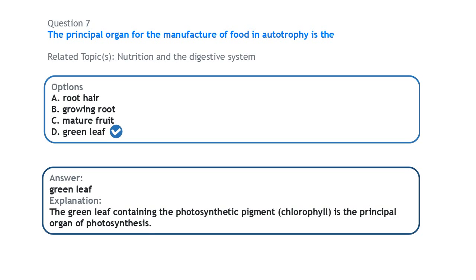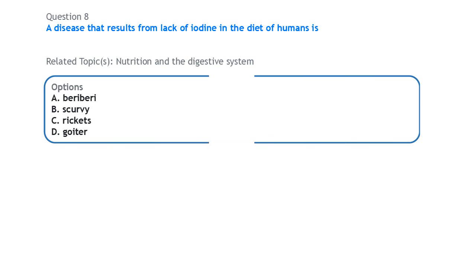And the leaf contains a photosynthetic pigment, which is the chlorophyll, that helps to trap sunlight from the sun. And it is the energy from the sun, trapped by the chlorophyll, that is used for the process of photosynthesis. Next question on nutrition and digestive system.